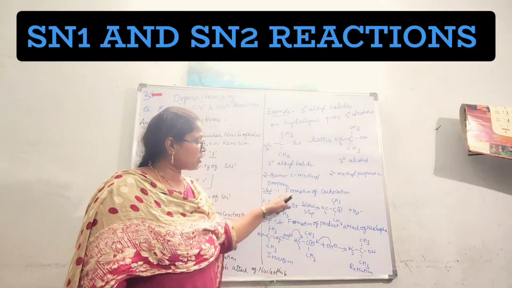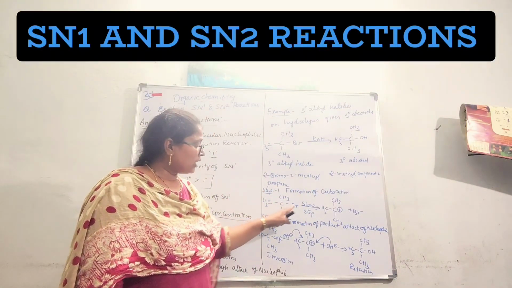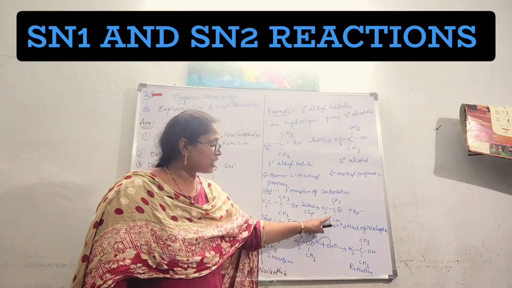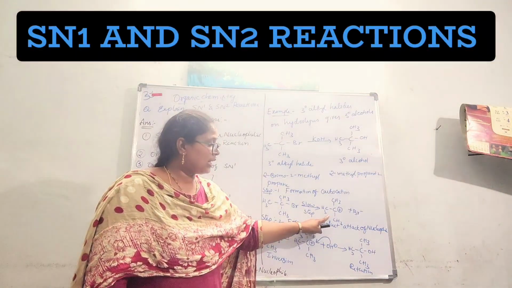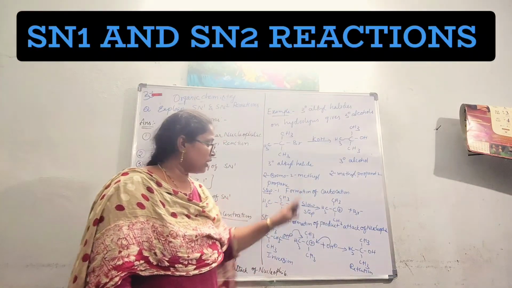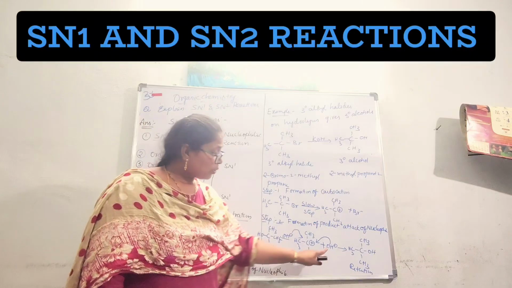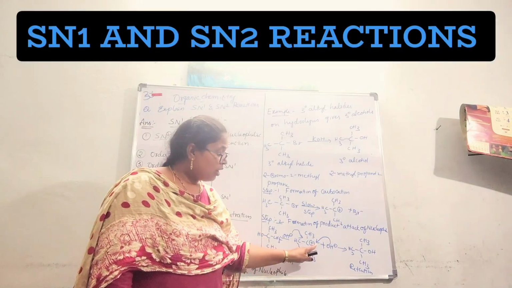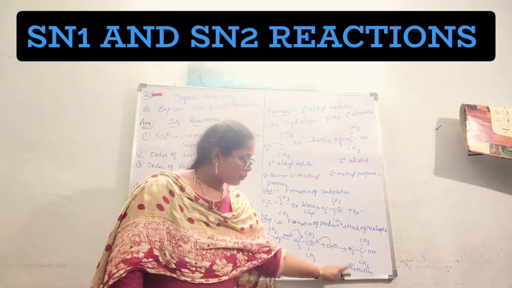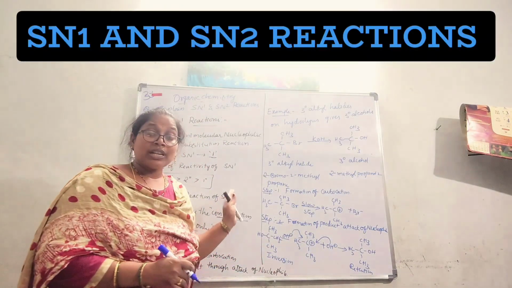The first one is formation of carbocation. Here this is the tertiary alkyl halide, and there is formation of the most stable tertiary carbocation. After that, there is attack of nucleophile on this carbocation. The nucleophile OH minus will attack from the front side, which gives the retention product, and from the back side, which gives the inversion product. This is about the SN1 reaction.